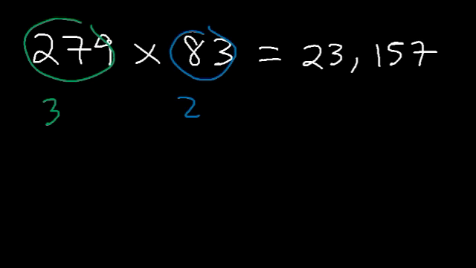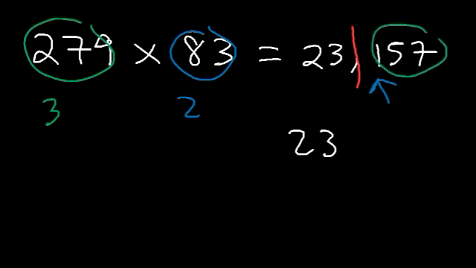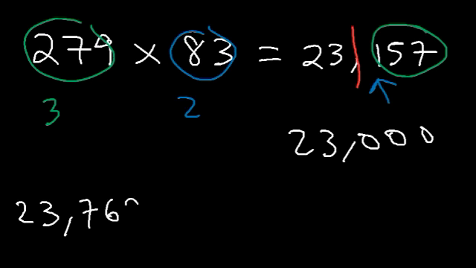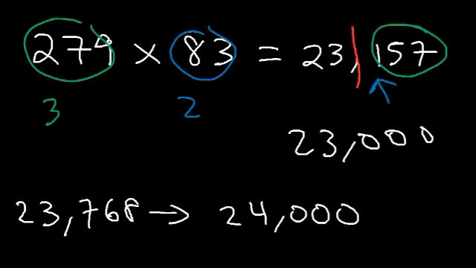So at 2 sig figs, we need to stop here. So should we round it up to 24 or should we keep it down at 23? So the 1 is less than 5, so we're going to keep it down at 23. So these numbers after 2 sig figs, we're just going to make it 0. So it's going to be 23,000. That's close to 23,157, and it only has 2 sig figs. If we had 23,768, we would round it up to 24,000 if we want 2 sig figs.